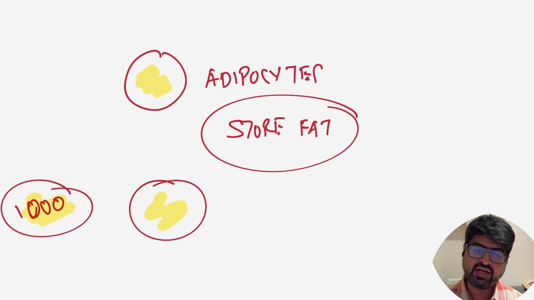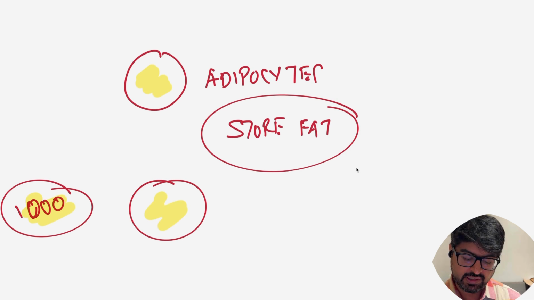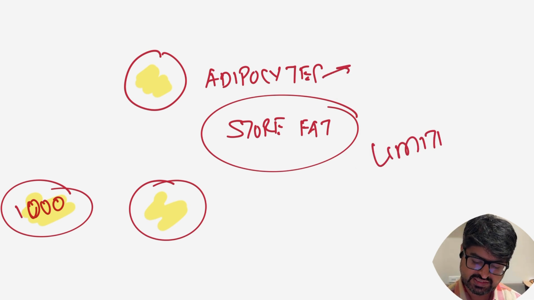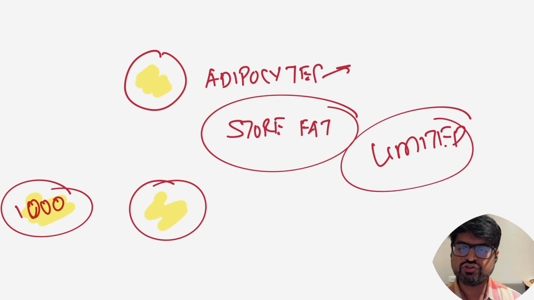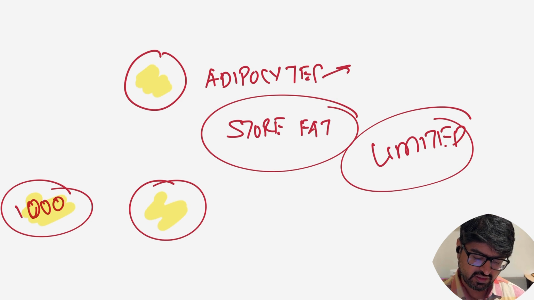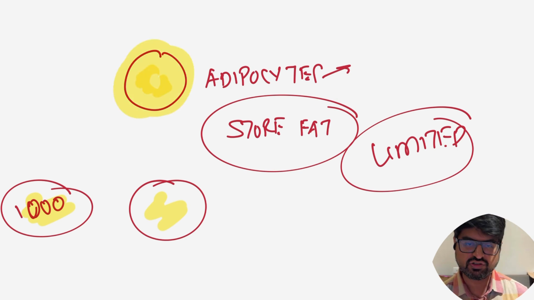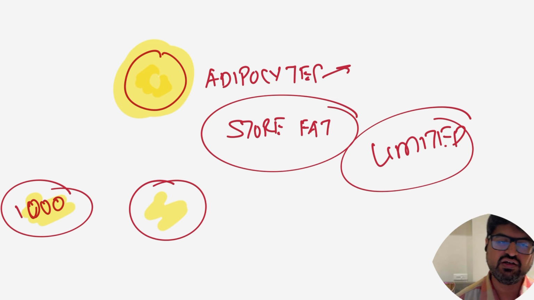Now, when the fat is more than these 1000 adipocytes can accommodate, what happens? Does the body produce more adipocytes? No. The ability of the body to form new cells is very, very limited. So whenever there is more fat, instead of producing more adipocytes, the body keeps stuffing the adipocytes with fat.